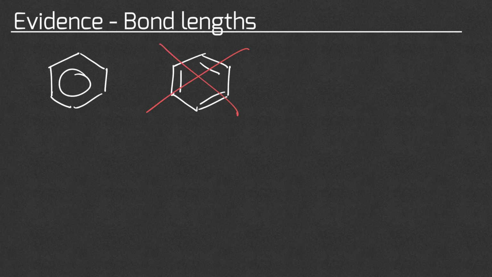We're now going to look at the evidence why the structure on the left is the correct structure of benzene, and the structure on the right is incorrect. A scientist named Kekulé came up with the structure on the right which isn't correct, so you'll sometimes hear this referred to as the Kekulé model or the Kekulé structure of benzene.